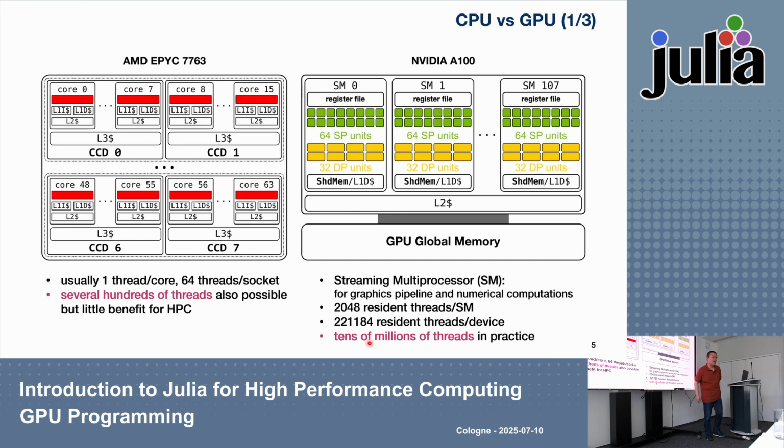Yes, exactly, correct. This SP means single precision. The DP means double precision. Yes, you are correct. But no matter single precision or double precision, this is already a huge amount of cores.